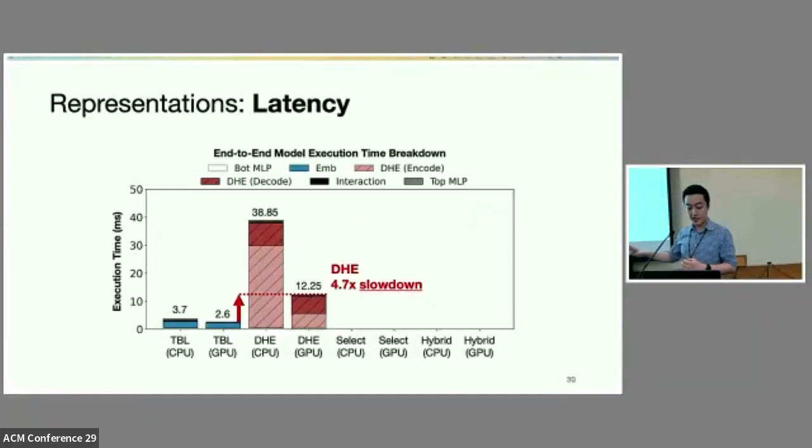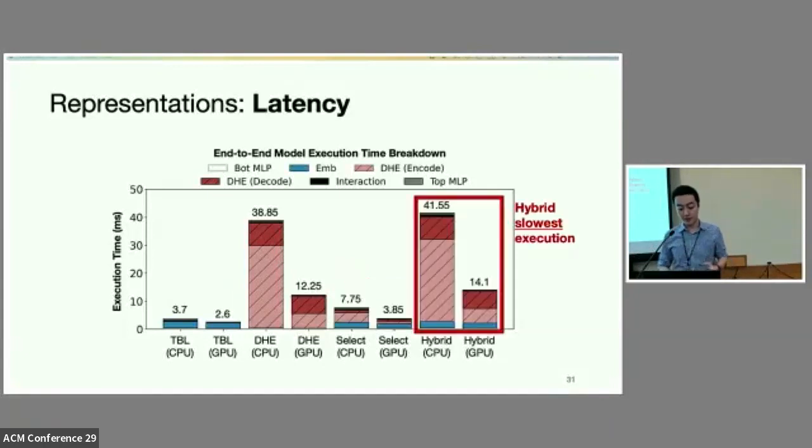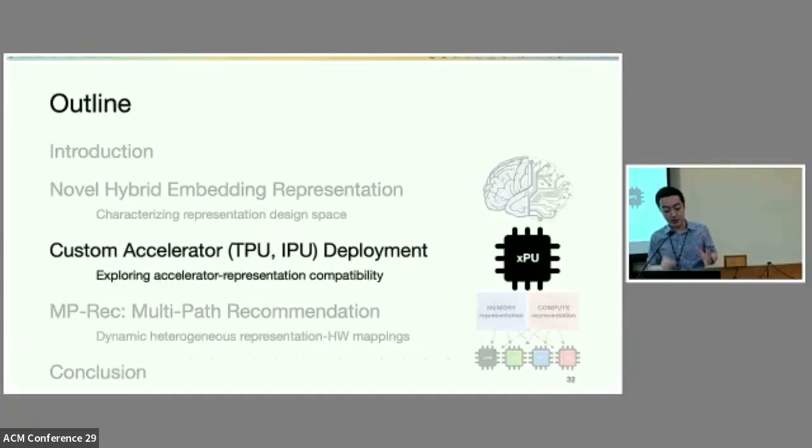When we pivot to DHE, there's approximately a 5 times slowdown for GPUs that originates from 2 orders of magnitude more flops. And then hybrid exhibits the worst execution time since both memory and compute paths are used for all sparse features. And since these representations cover such a wide range of system requirements, we thought this could be a potentially good fit for different custom accelerators.